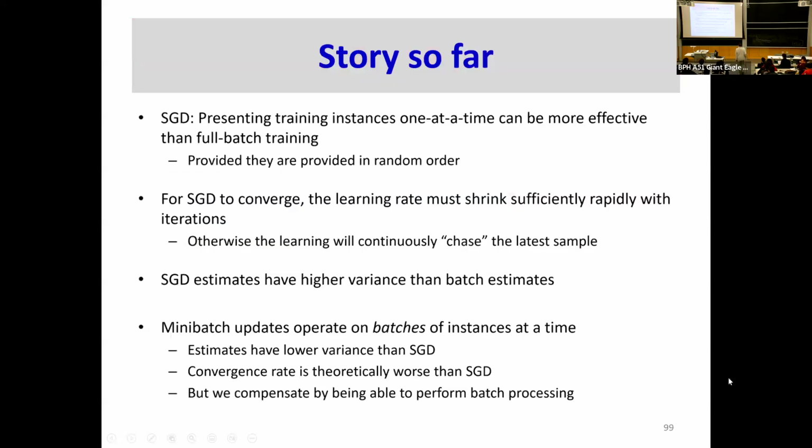Right, so the story so far, stochastic gradient descent presents training data instances one at a time and can be more effective than full batch training if the data are provided randomly. For it to converge, the learning rate must shrink sufficiently rapidly with iterations. SGD estimates have higher variance than batch estimates. Mini batch updates operate over batches of instances. The estimates have lower variance than SGD. The convergence rate is theoretically worse than SGD actually, but we compensate by being able to perform batch processing. So the theory is a little bit fuzzy, but the intuition that you should hopefully have developed should work, right?